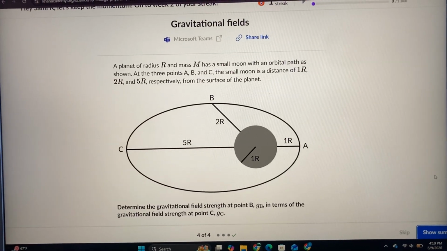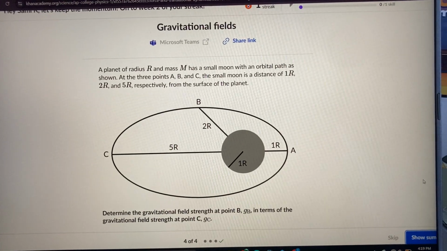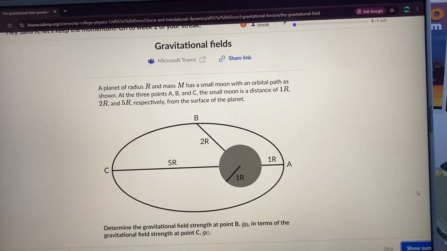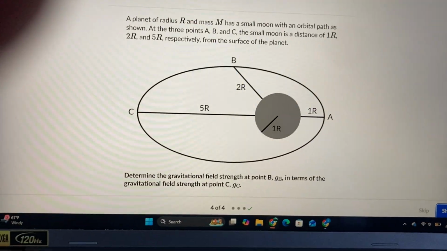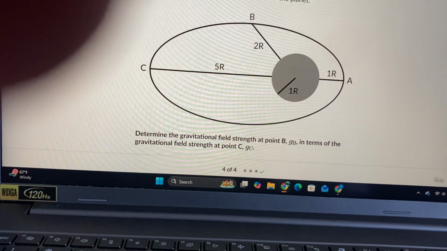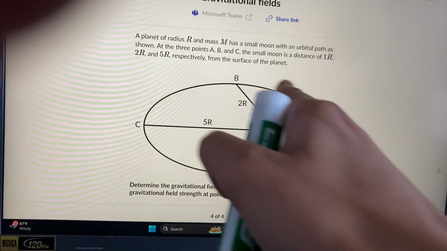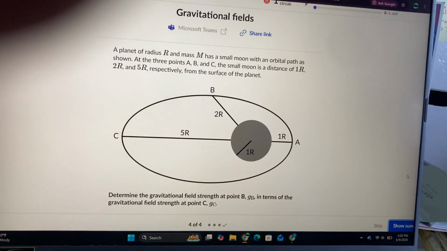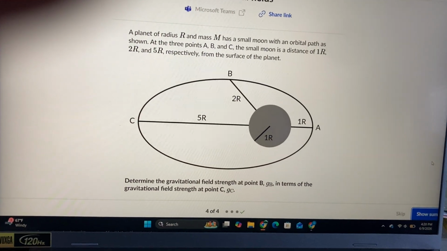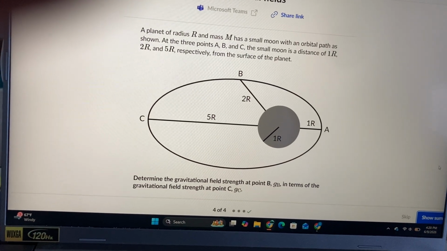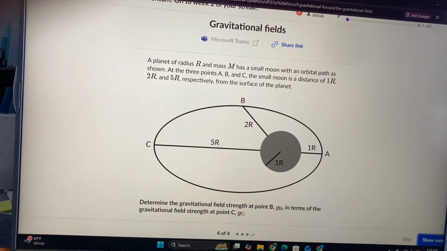Alright guys, so AP Physics 1, gravitational fields. This is the problem we have. Something we should know before even going into gravitational fields are those two Newton laws that I've been saying. So a planet of radius r and mass m has a moon, and this big oval is pretty much the path that moon is traveling on. And then this little gray circle is the planet. So now these are the 3 points, and we know that this planet has a radius of 1r.